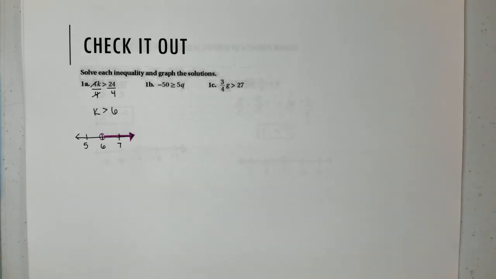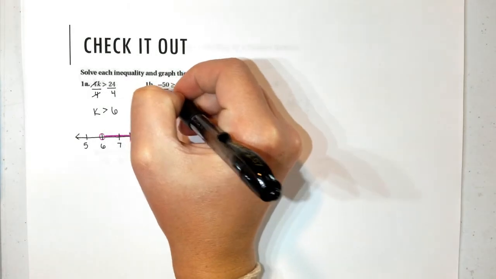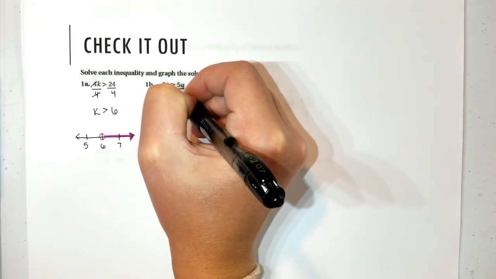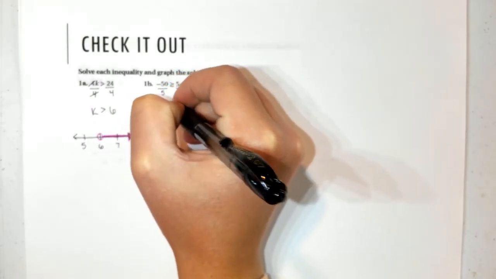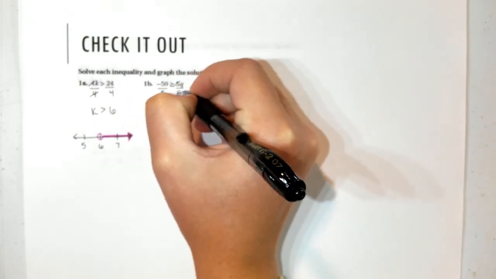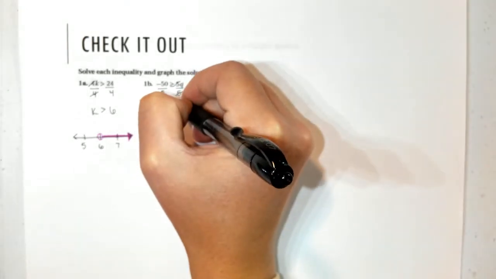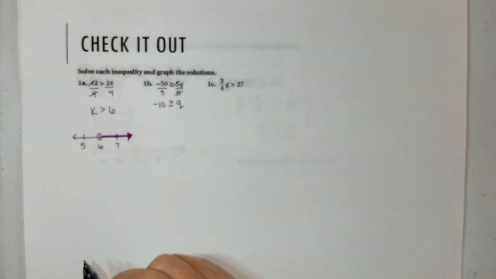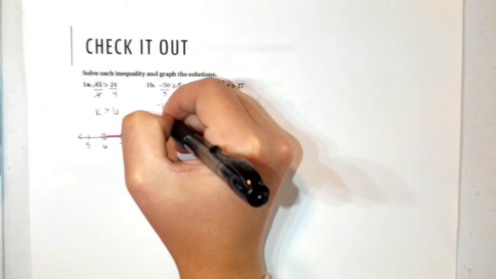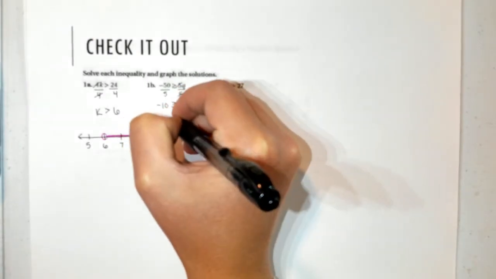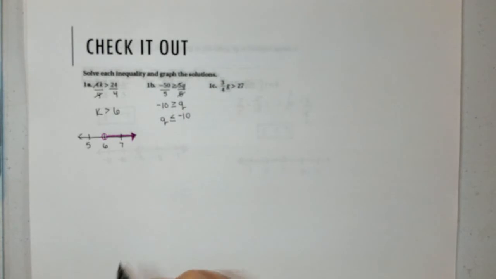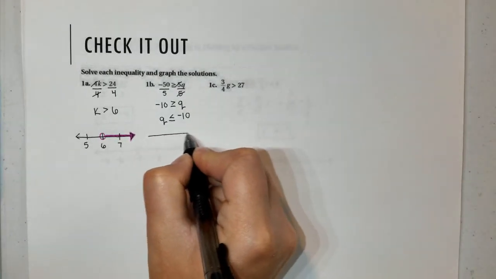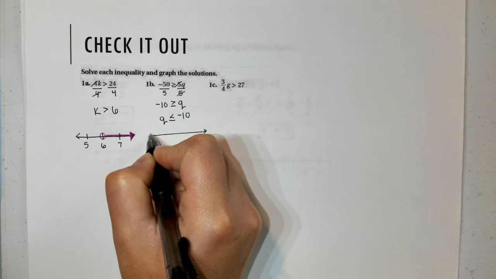For B, I'm going to divide both sides by 5. Negative 50 divided by 5 gives me negative 10. Greater than or equal to, 5 divided by 5 is 1, so I'm left with Q. And then I need to rewrite this, so I'm going to flip the order so Q comes first. So Q is less than or equal to negative 10. And now I'll graph my solution.